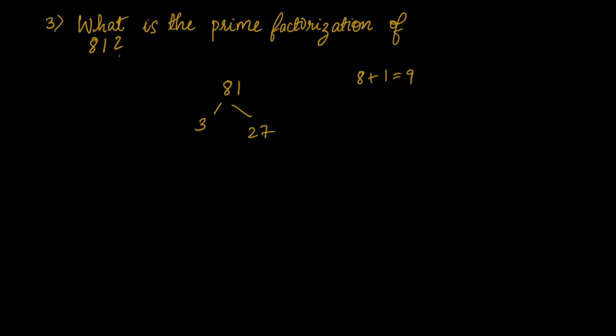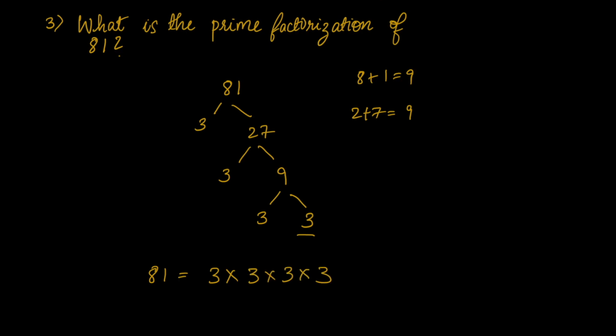Now, to continue the process, we need to break down the composite number, which in this case is 27. 27 too is divisible by 3, since 2 plus 7 is equal to 9, which is divisible by 3. 27 can thus be represented as 3 into 9, of which 9 is a composite number. Now 9 can be broken down into 3 into 3, at which point we can stop the process since 3 is a prime number. So the prime factorization of 81 is equal to 3 into 3 into 3 into 3.